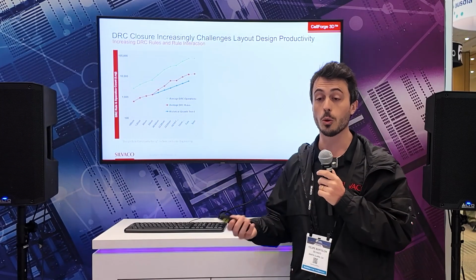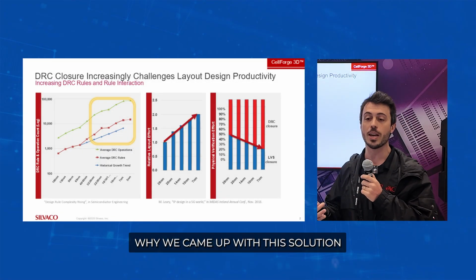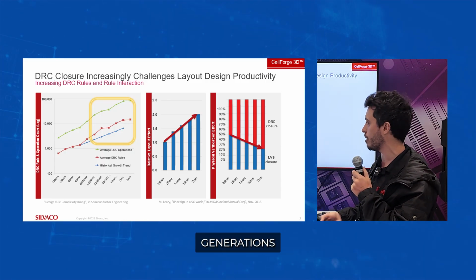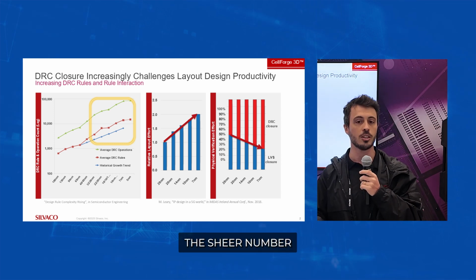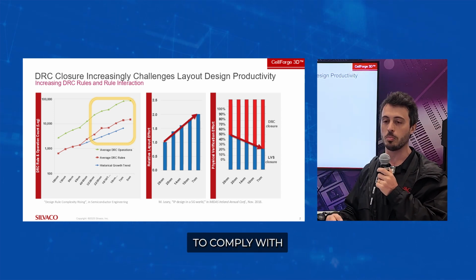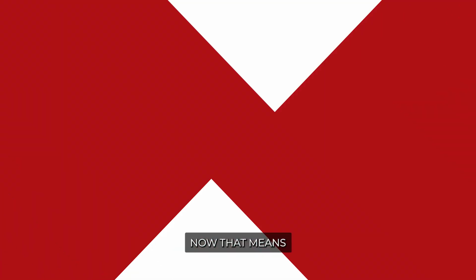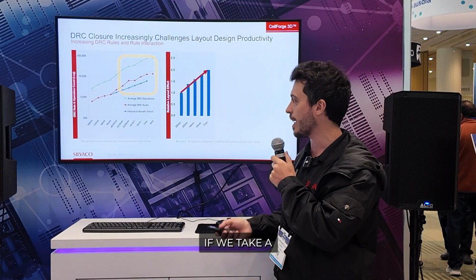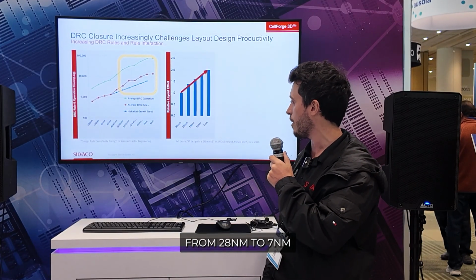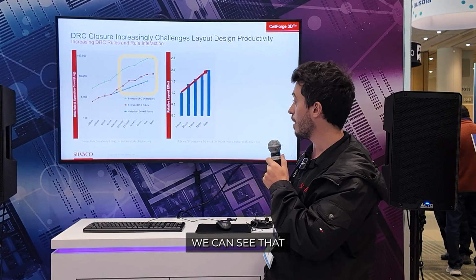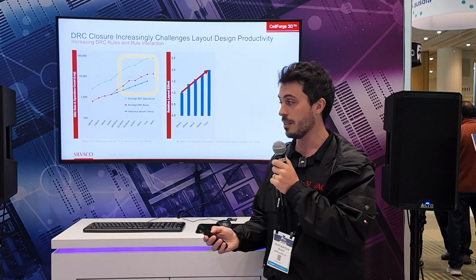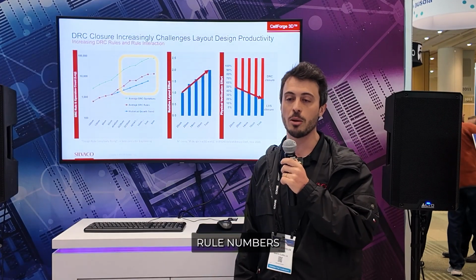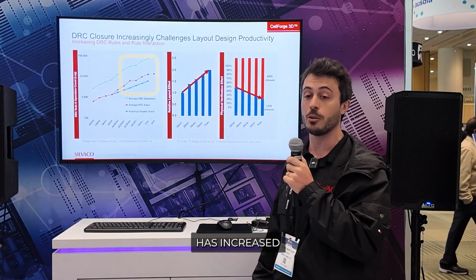Before I get started with the tool itself, it's important to explain why we have it. If you are familiar with layout design and have been working through many generations, you know that with every new generation, the sheer number of design rules you have to comply with has increased. That means the layout effort has increased as well. From 28 to 7 nanometers, layout effort has doubled, mainly due to DRC closure. It's not only the number of DRC rules that increased, but their complexity has increased as well.